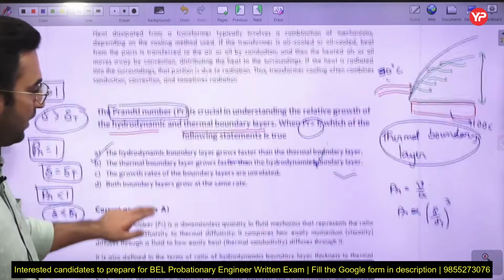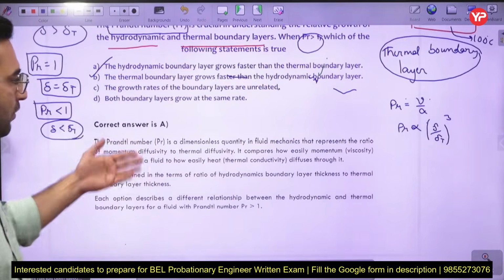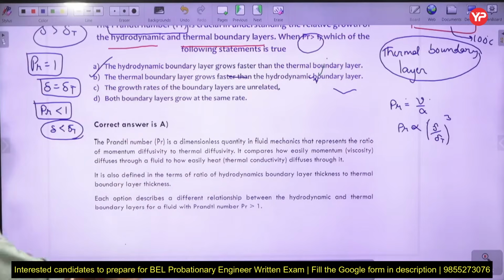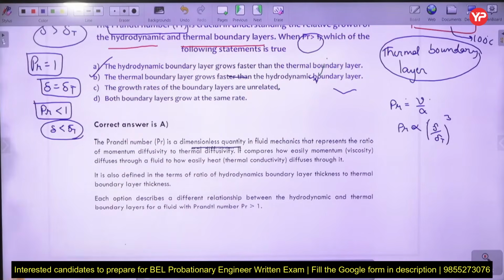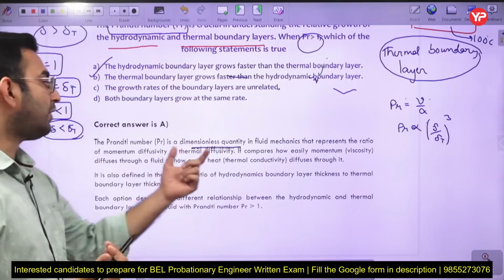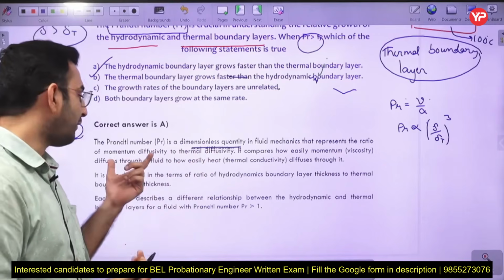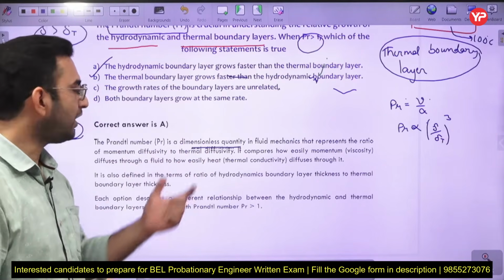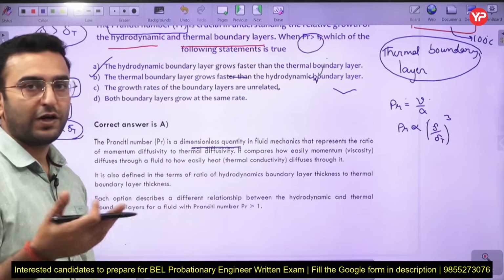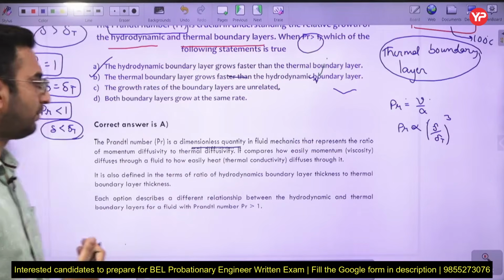So here you can see everything is mentioned, so you can go through that. The Prandtl number is a dimensionless number here, which is also considered a property of the fluid, which basically compares the momentum diffusivity to the thermal diffusivity. Momentum diffusivity means momentum diffusion rate, that is kinematic viscosity. Thermal diffusivity means thermal diffusion rate, that is thermal diffusivity here.